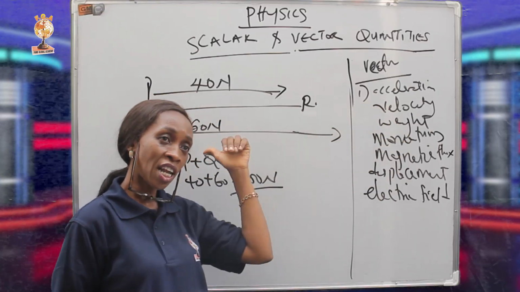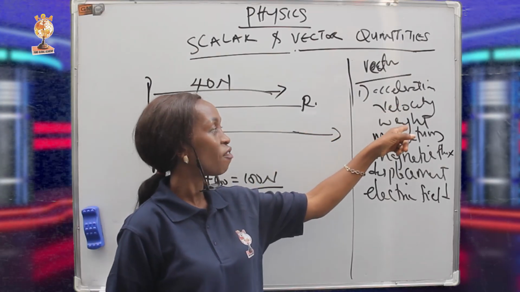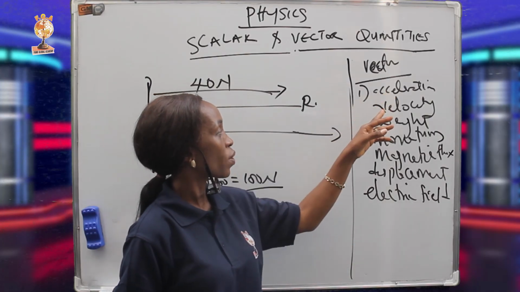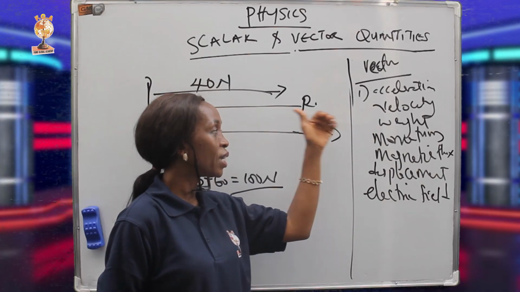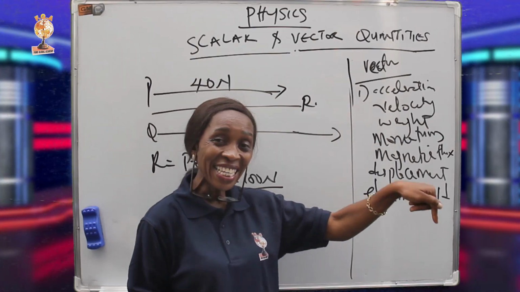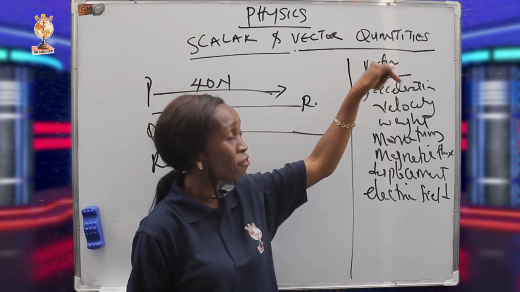Remember, in scalar we have mass. In a vector we have weight. There's a difference between mass and weight. Now, we have acceleration, we have velocity. Speed and velocity are almost alike, but speed is a scalar quantity, while velocity is a vector quantity.